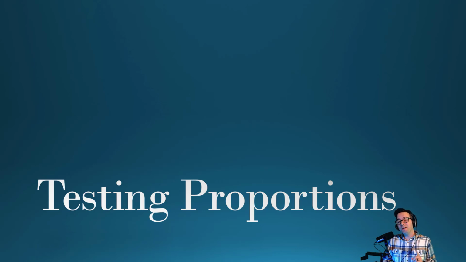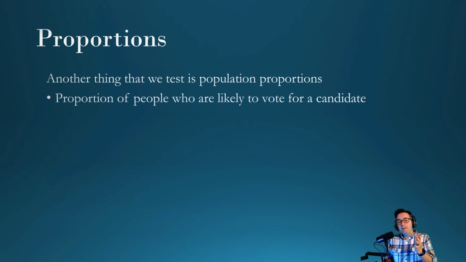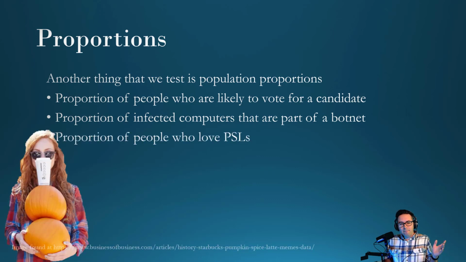So today we're talking about testing proportions. So far we've tested means, but now we're going to do proportions, which is not that much different, but it allows us to test many more things. When we're talking about proportions, we're talking about the population proportion. For example, the proportion of people who are likely to vote for a candidate, the proportion of infected computers that are part of a botnet, the proportion of people who love PSLs. We can find all these different things, but the idea is we don't know the population proportion, so that's why we test it.